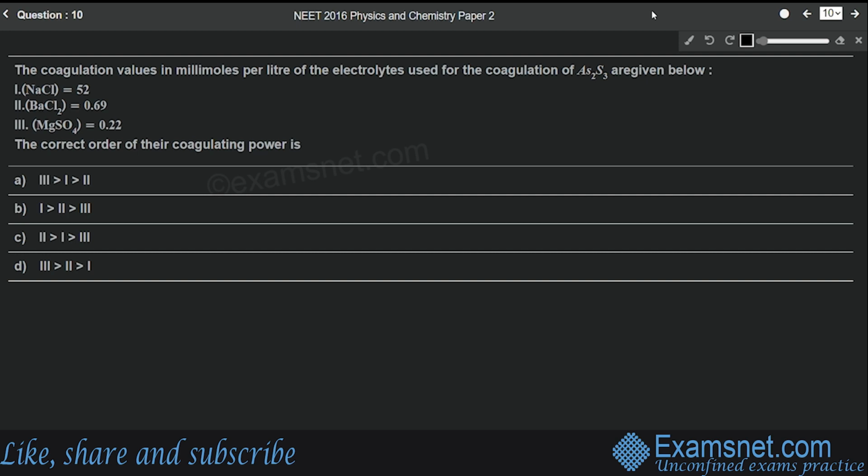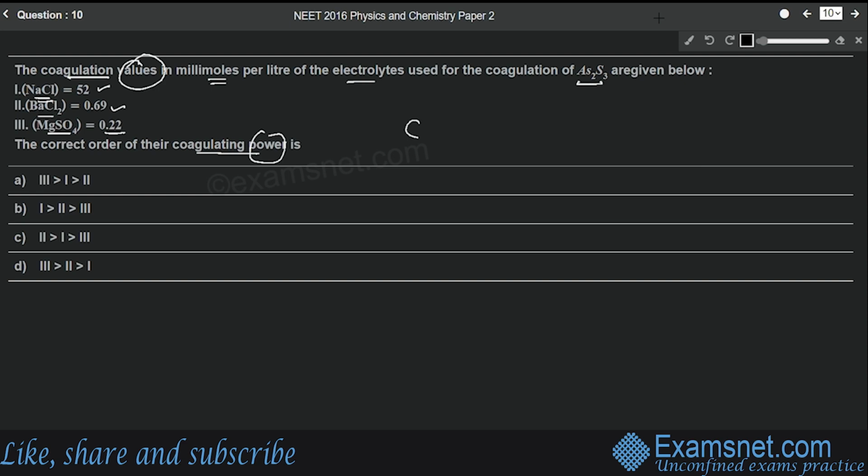Question number 10 is from the chapter Surface Chemistry, and the question is, the coagulation values in millimoles per liter of the electrolytes used for the coagulation of As2S3 are given below. So first one is NaCl, its value is given as 52. Second one is BaCl2, its value is 0.69, and the third one is MgSO4, magnesium sulfate, its value is 0.22. The correct order of their coagulating power is, okay, so the coagulation values are given and we have to find the coagulation power. So what is the relation between coagulation values and coagulation power?